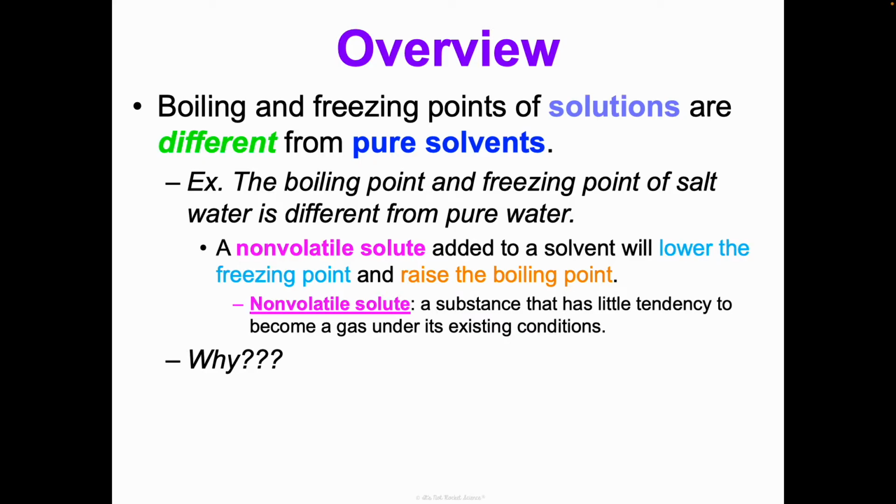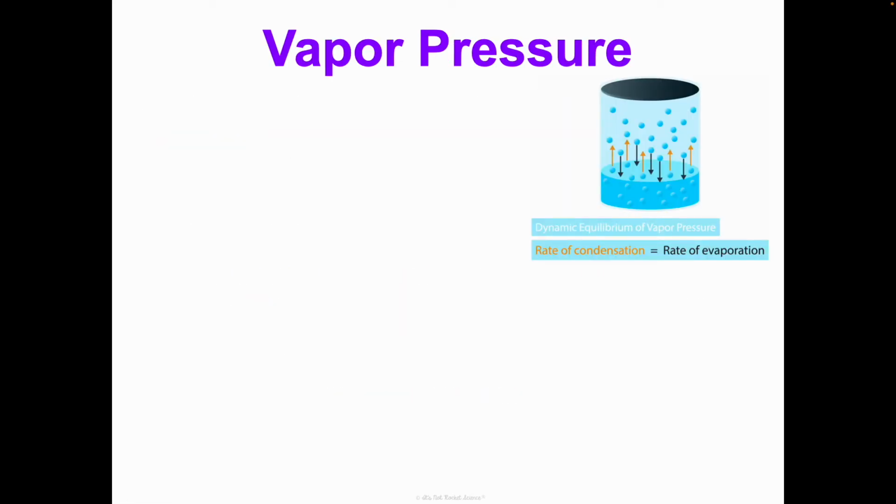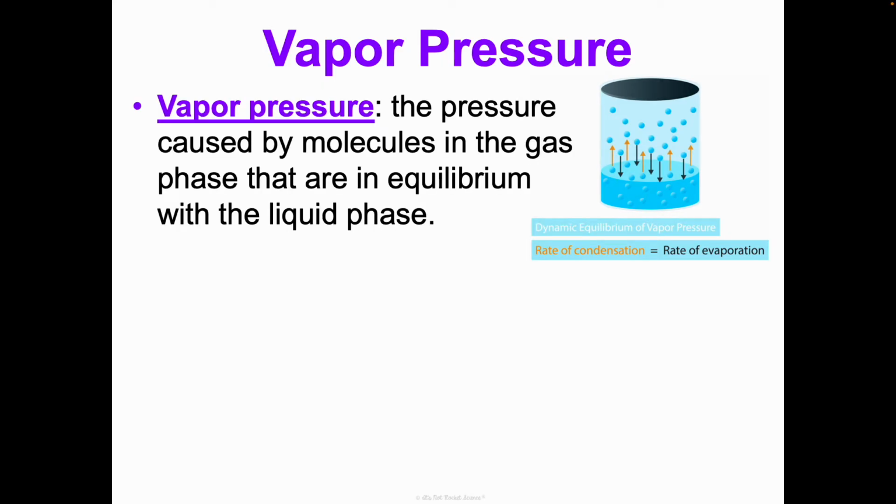Why? Equilibrium vapor pressure, if you remember talking about that in our last unit. We're going to talk about that again. Vapor pressure is a colligative property. Just a reminder, it's the pressure caused by molecules in the gas phase that are in equilibrium with the liquid phase. The rate of condensation, going from gas to liquid, is equal to the rate of vaporization, going from liquid to gas.